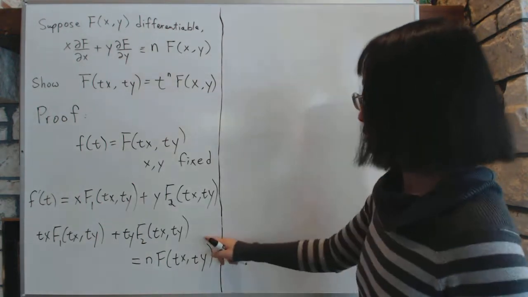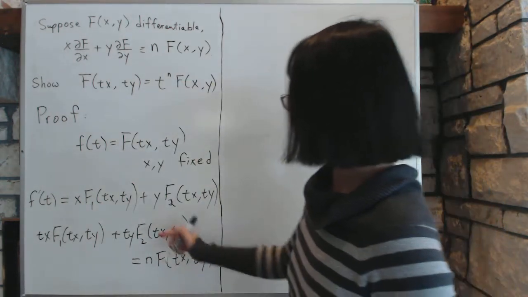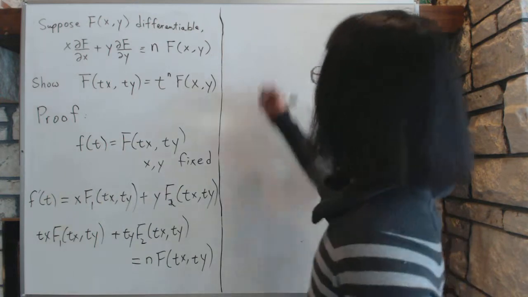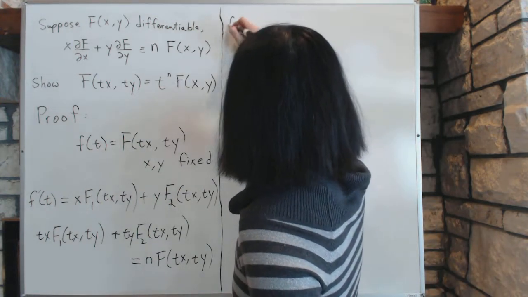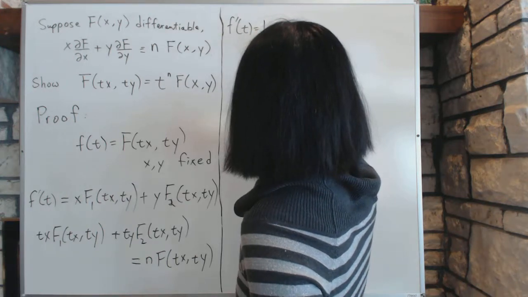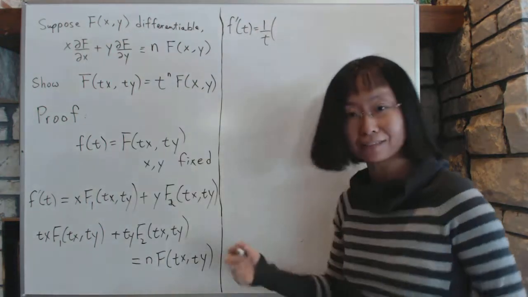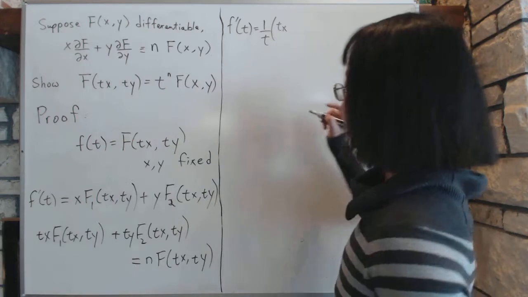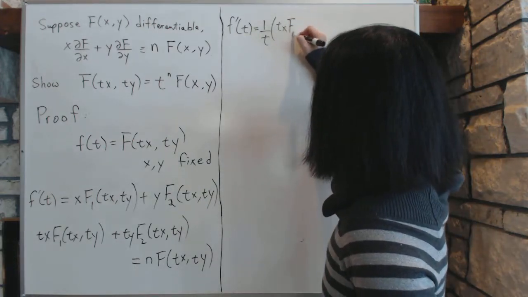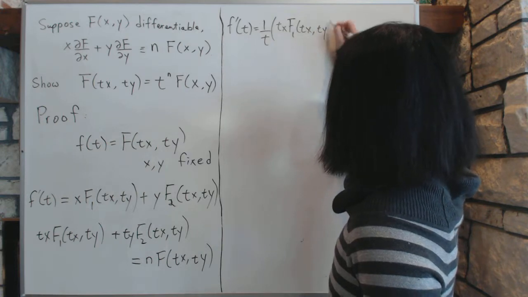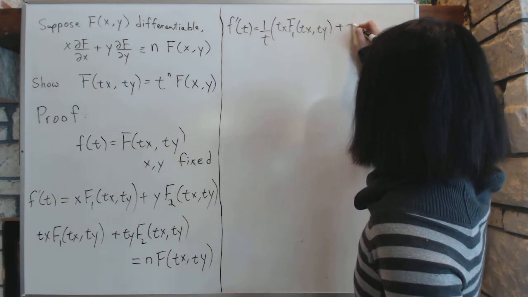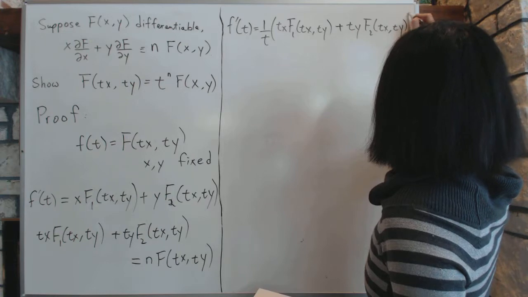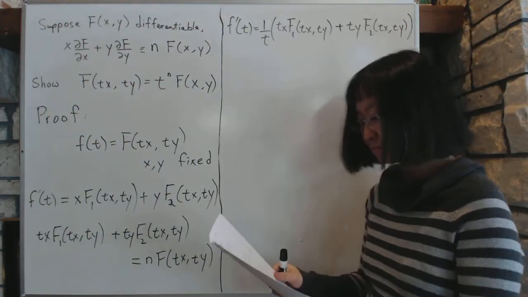Okay, so this comes directly from that one, but notice that this is very similar to this line right here, except for that t. So we are going to put the t in there. So F'(t) is equal to 1 over t times, so we'll multiply and then divide so that the equation holds, tx f1(tx,ty) plus ty f2(tx,ty). All right, so that's F'(t).